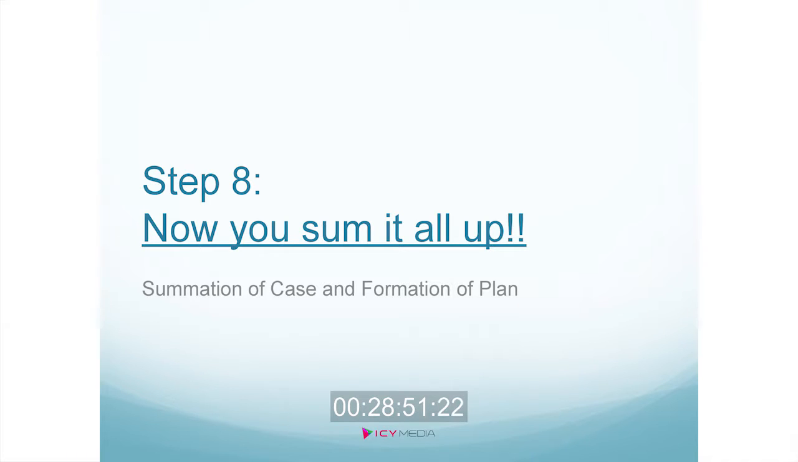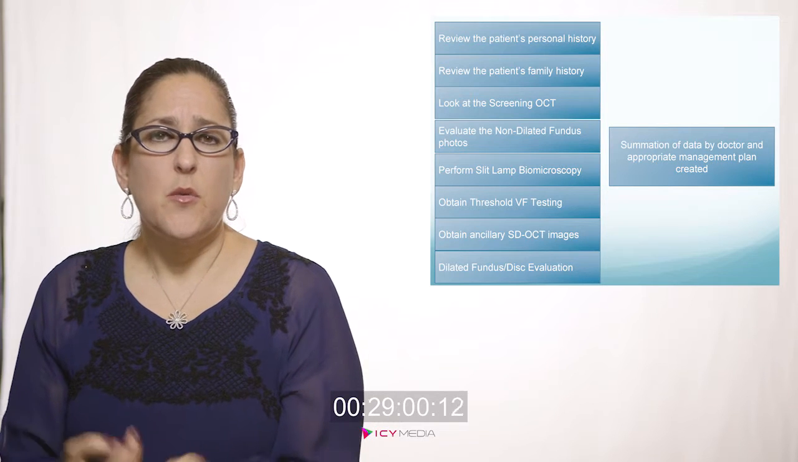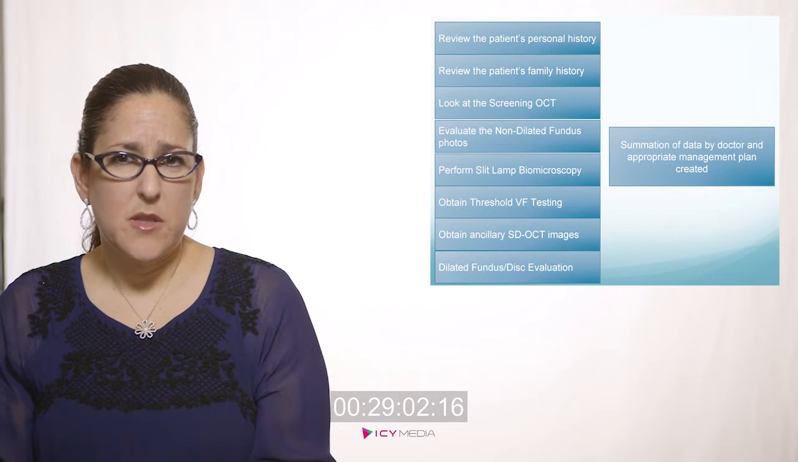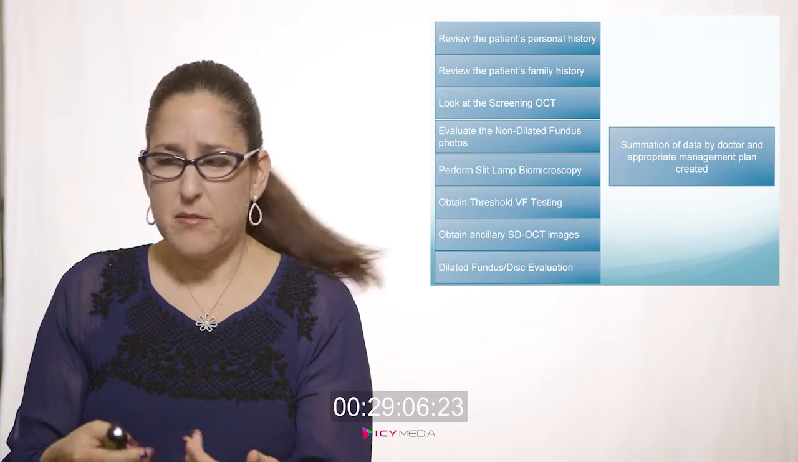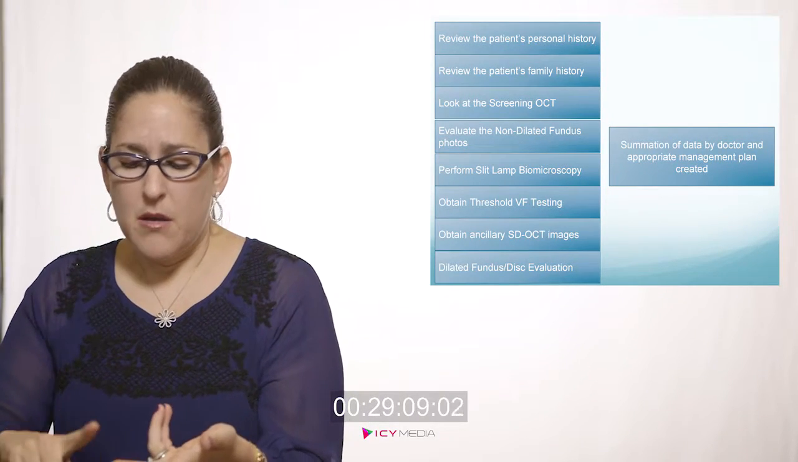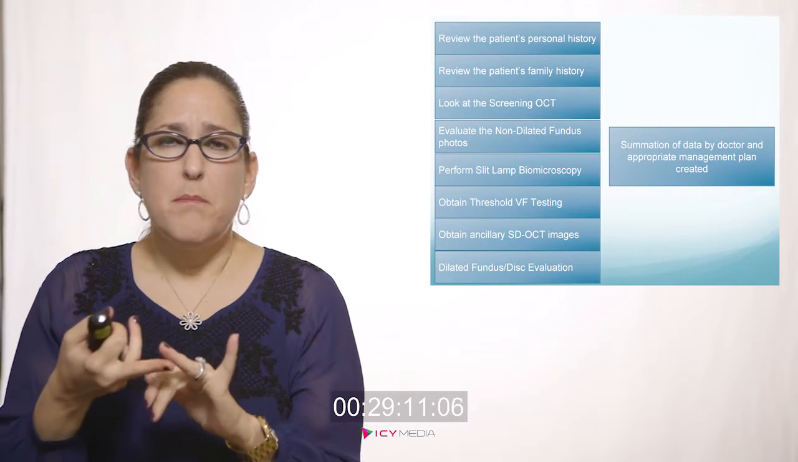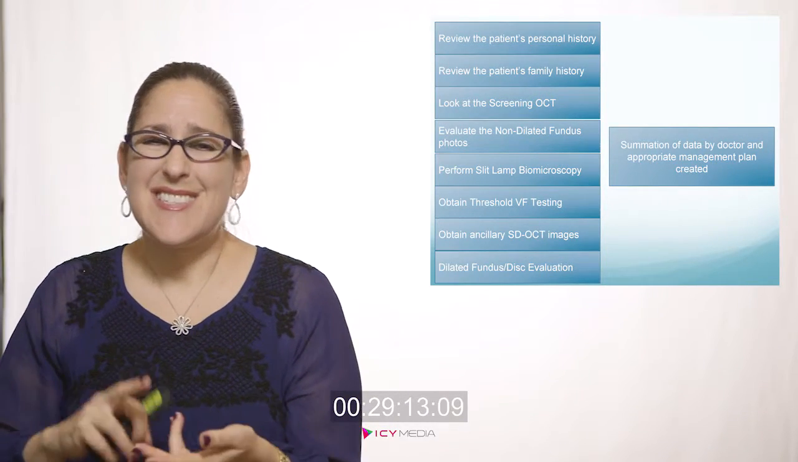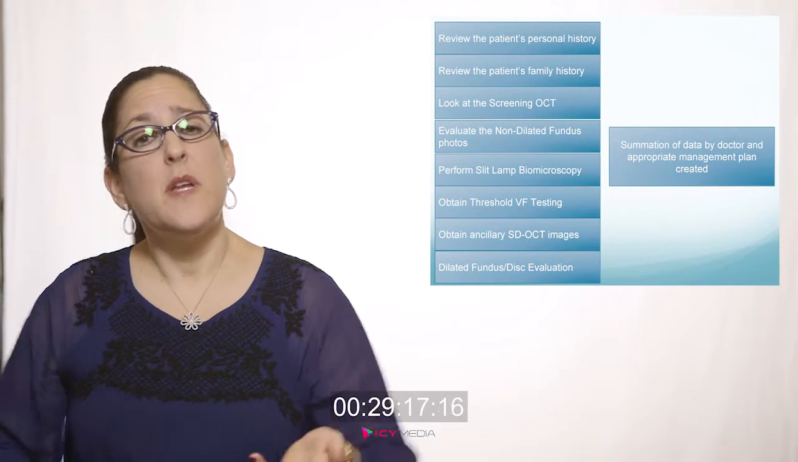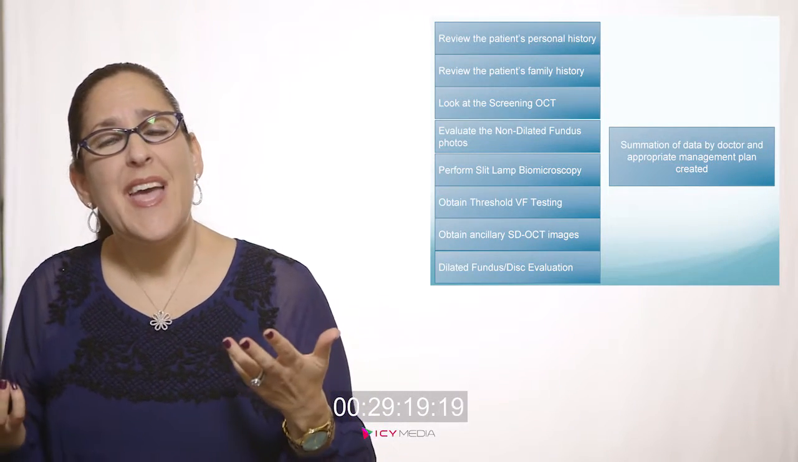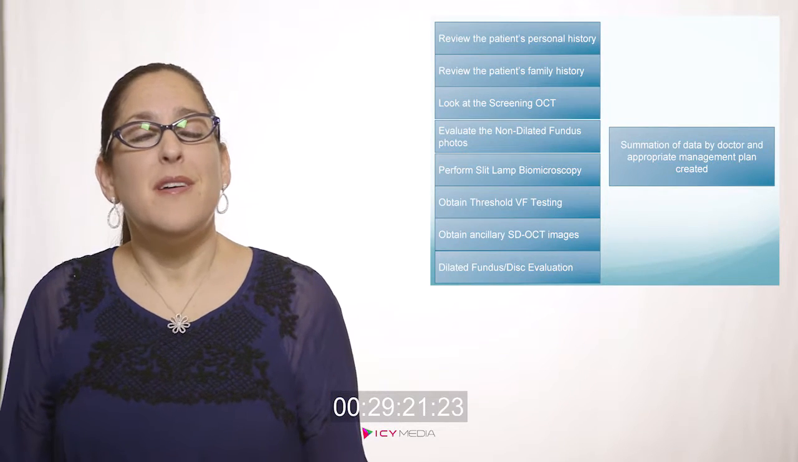Now that you have all the information, I'm going to run through this rubric that I presented and talk about what we did and then show you some examples. So here we had the technician start with the patient's personal and family history. We got all kinds of information from them about prior surgeries, refractive errors, medications they may be taking, systemic risk factors, family risk factors.